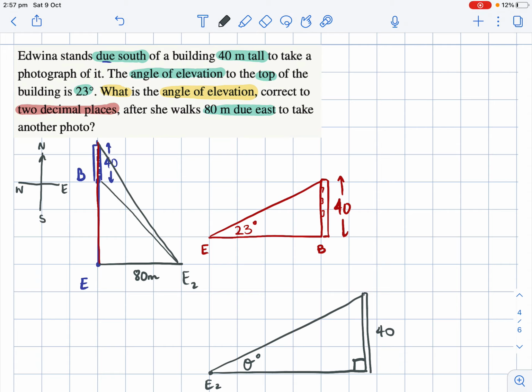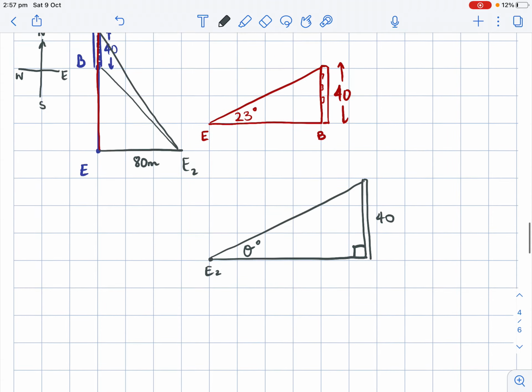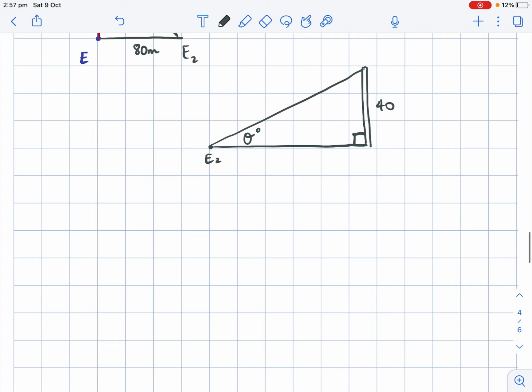You might want to try and have another draw of the diagram. So at the moment, I'm looking at this question. I'm thinking, I'm not really happy with either of these diagrams. So I'm going to have a third crack at it. I'm going to say, well, here's the building.